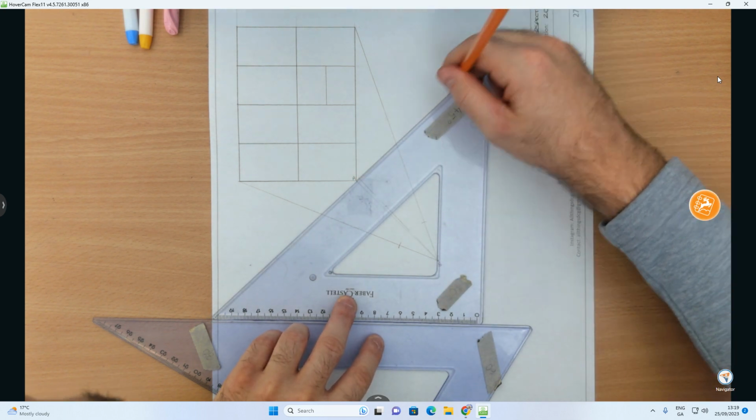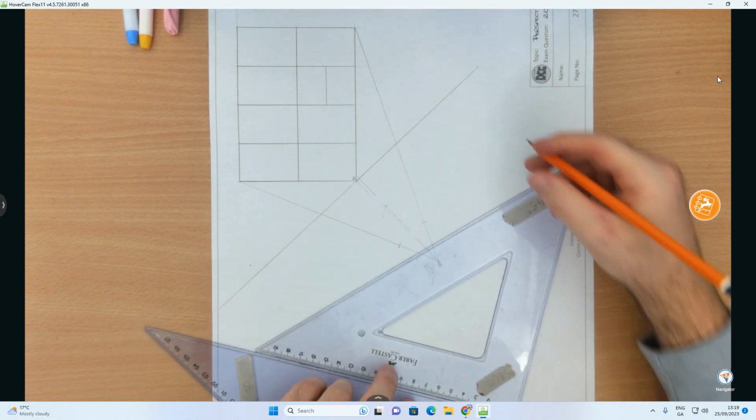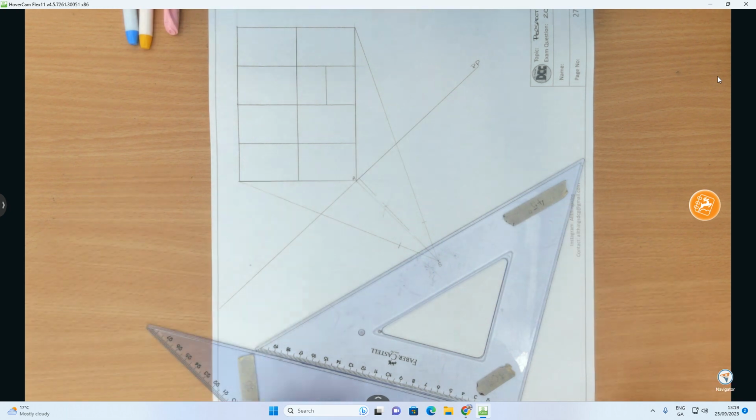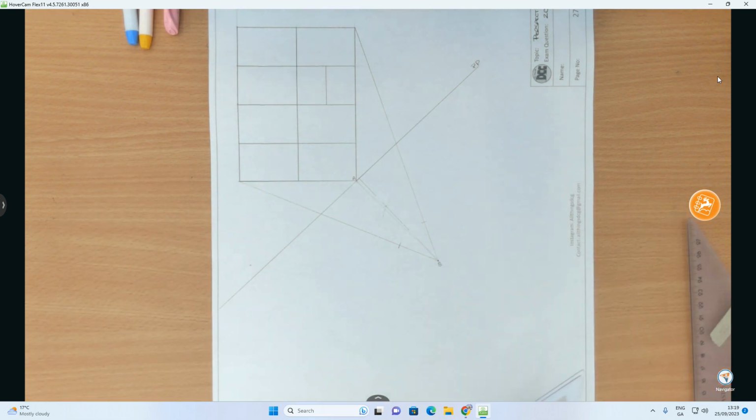So I'm going to set up my picture plane. And I usually just kind of write it out here, P, P. If you want to write in picture plane, that's absolutely fine as well.